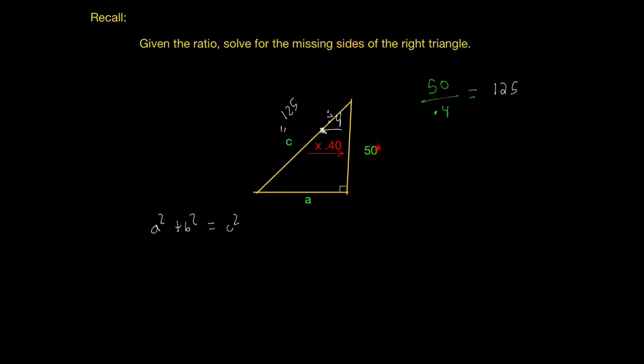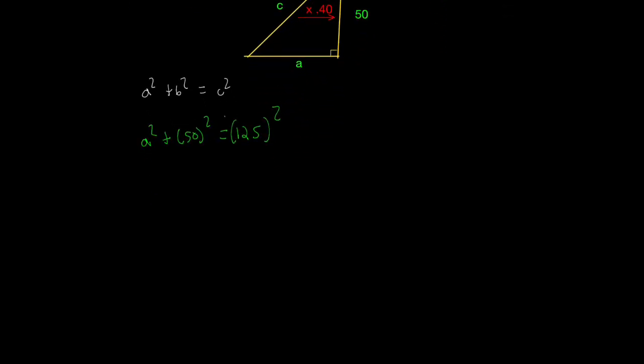The legs are 50 and a, so we're going to keep a as a squared. But b is going to be 50 to the second power. And remember that c, that's always going to be the hypotenuse. And the hypotenuse is always across 90 degrees. So here we have 125 to the second power. All right, let's split up this equation.